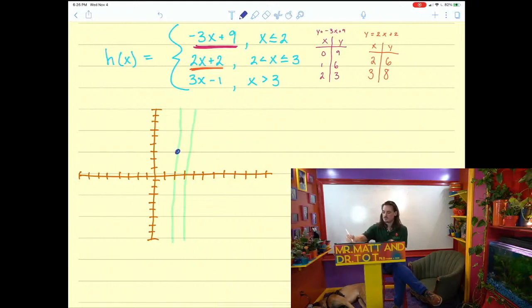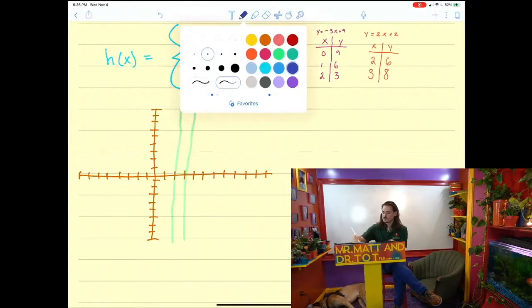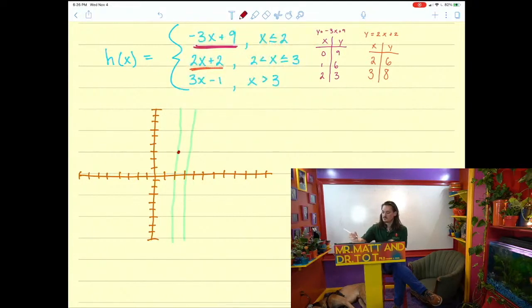Let me do this in the original color here. So we're going to have a solid dot at positive 3, and then I'm just going to map out some guiding dots. 1 is 6, and 0 is 9, so we have a function that looks like this. Okay, so solid dot and then an arrow facing towards negative infinity on the x-axis.